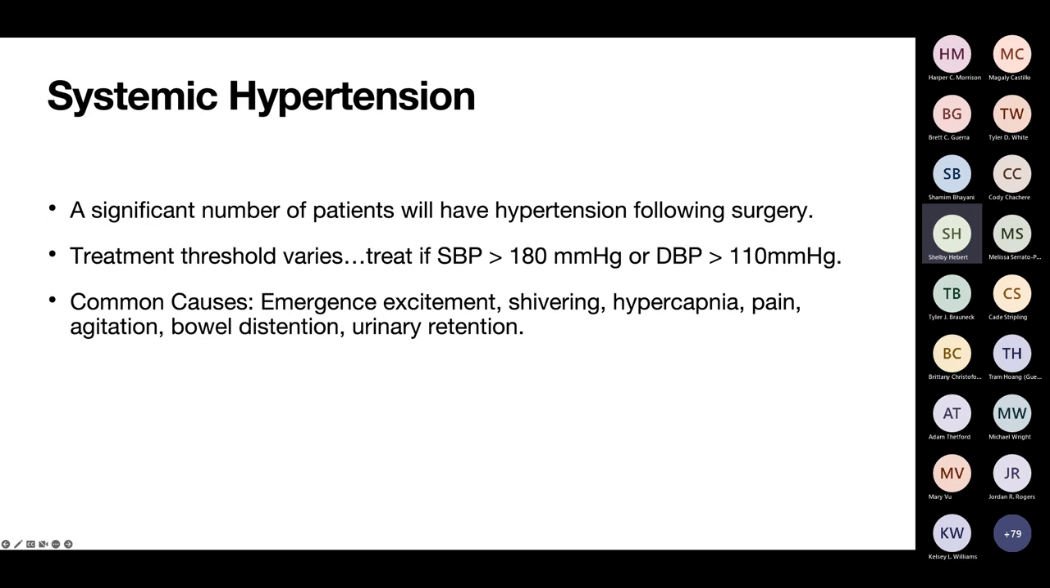Maybe it's somebody that's really stoic, and they're saying they're not in pain, but when you look at their blood pressure, it's telling you a different story. They may be agitated. Bowels may just be distended, or they may just need to pee.